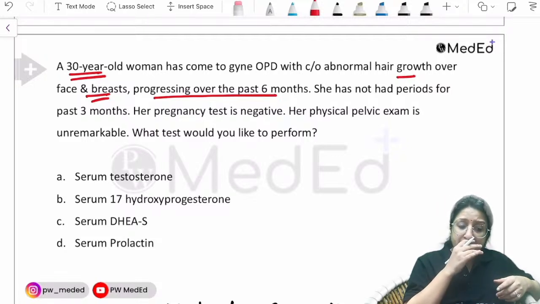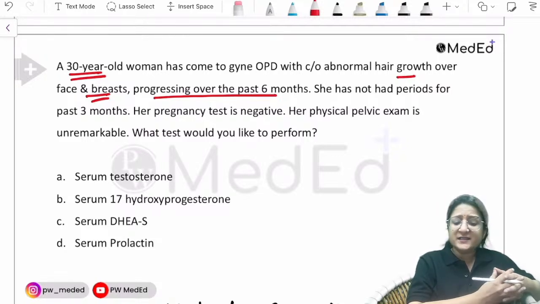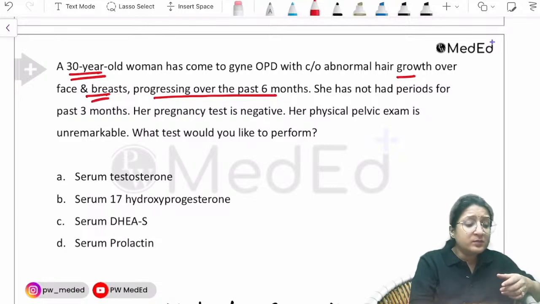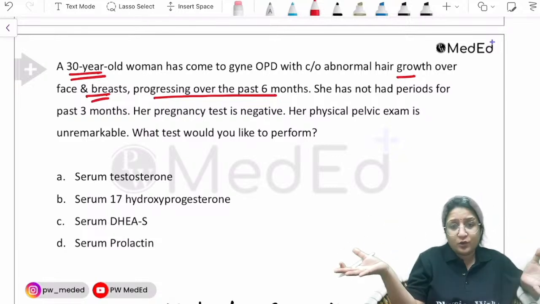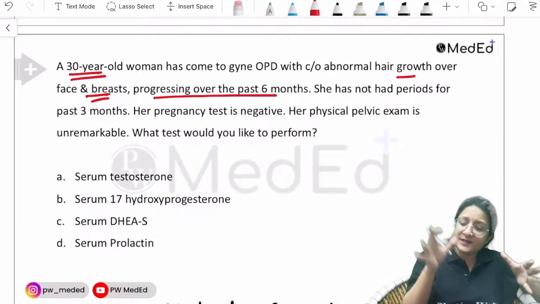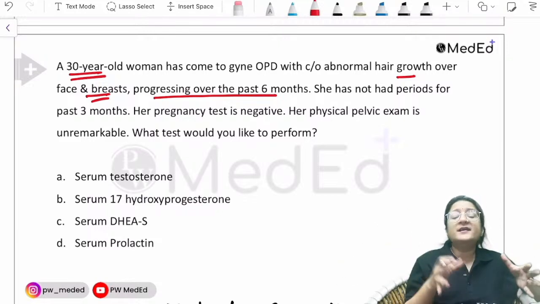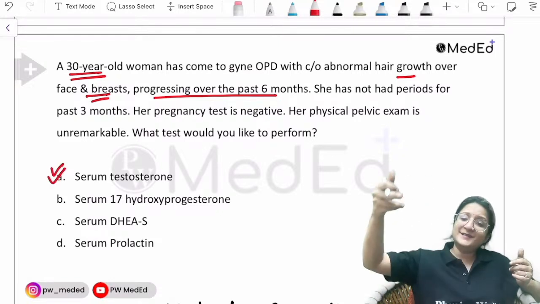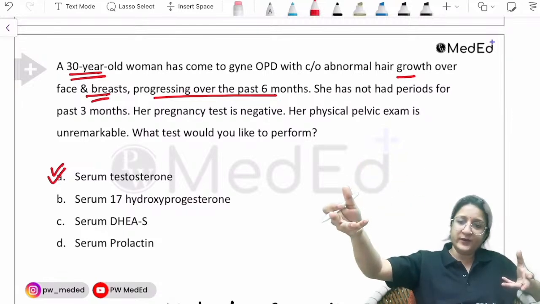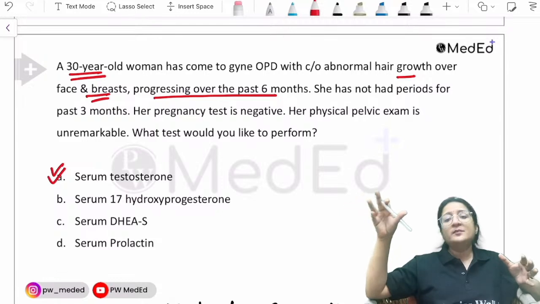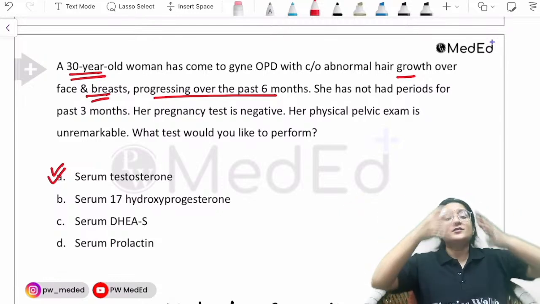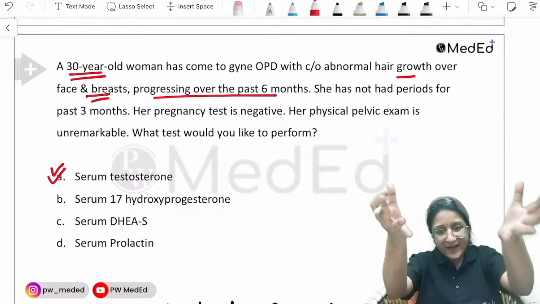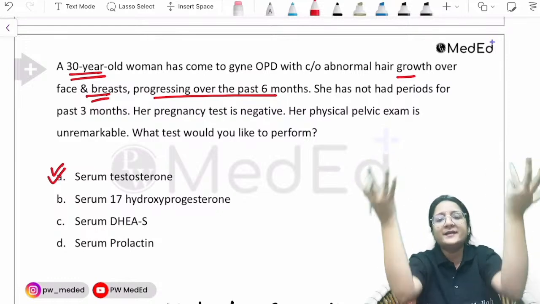So best thing to do here would be progesterone challenge test. In this situation, yes, you could go for a progesterone challenge test to induce a withdrawal bleeding. That's fine. But the question that they're asking you here is basically to arrive at a diagnosis. So in this situation, first go for serum testosterone. The progesterone challenge test is something you give to induce withdrawal bleeding. You can do that, but most important, in the presence of evident hirsutism, please test for what you are looking at, which is excess of androgen.